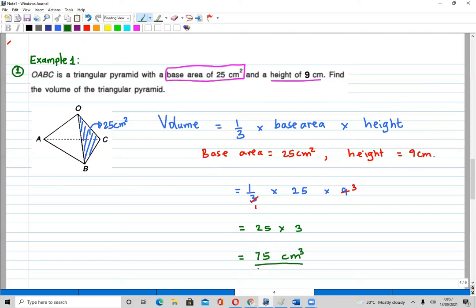Now, note that when we are finding the volume, we have got to say centimeters cubed, okay? Because we have to multiply 3 dimensions. For base area, we already have centimeters squared. Then for the height, we have another centimeter. So we are going to get centimeters cubed. That's why we have got to say centimeters cubed when we are finding the volume. I hope that is clearly understood.